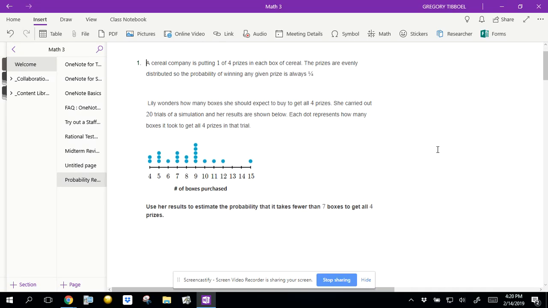Okay, we're gonna do a key here for what we got. So we're gonna start with number one. Cereal company, 1 in 4 prizes in each box of cereal. So the prize is evenly distributed, so the probability of winning each prize is 1/4.